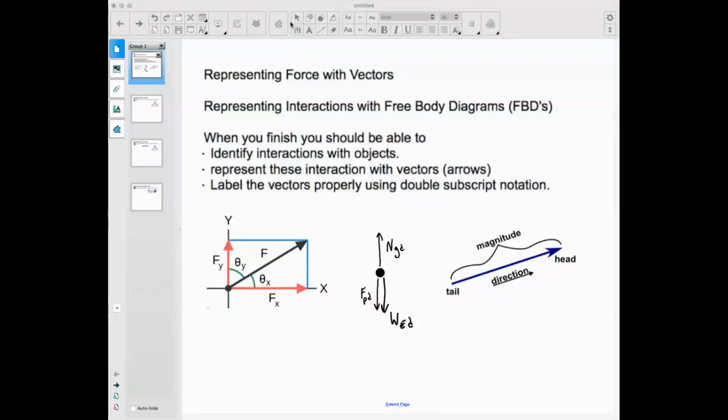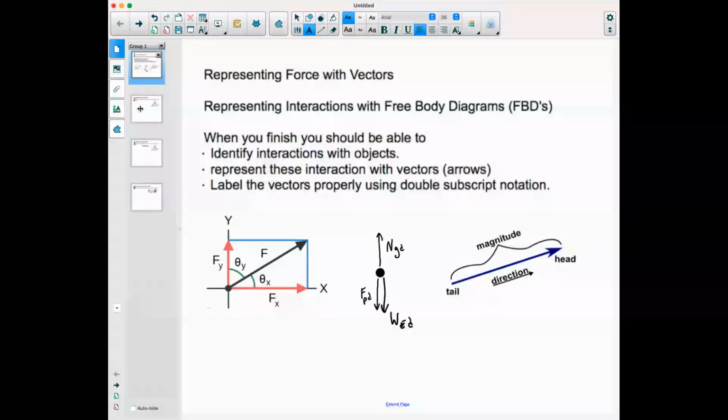Hello. In this video, we are going to be learning how to represent forces with vectors and represent interactions with free body diagrams. And really, forces and interactions are the same things. When you finish, you should be able to identify interactions with objects, represent these interactions with vectors, and label the vectors properly using double subscript notation.